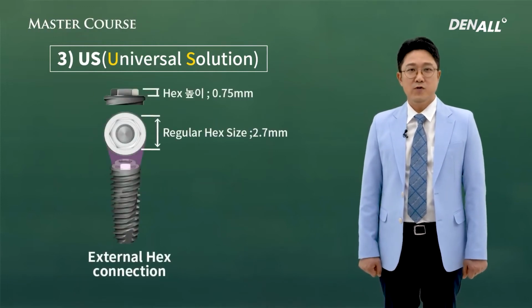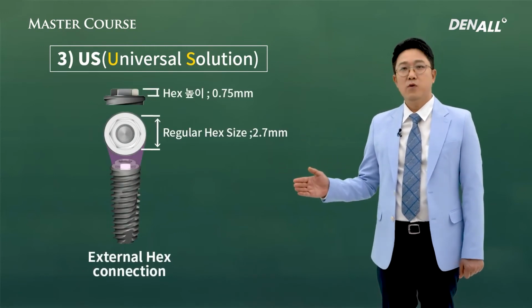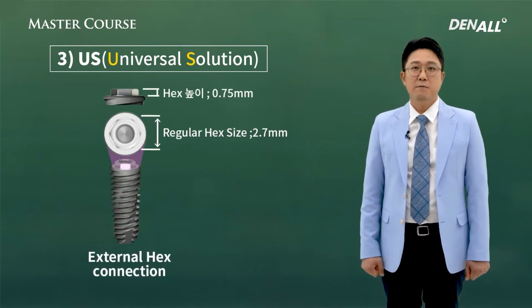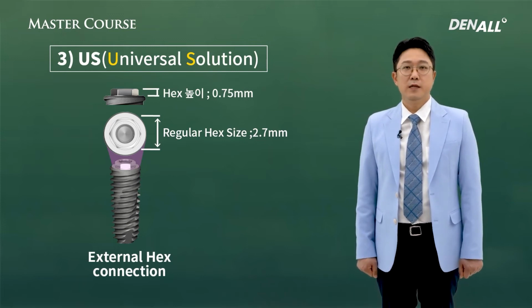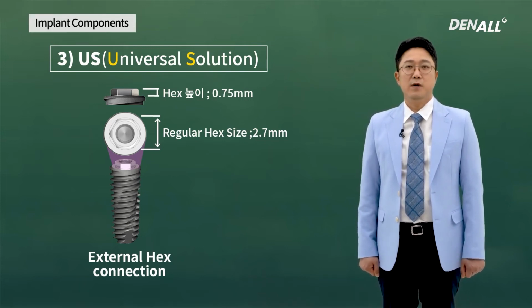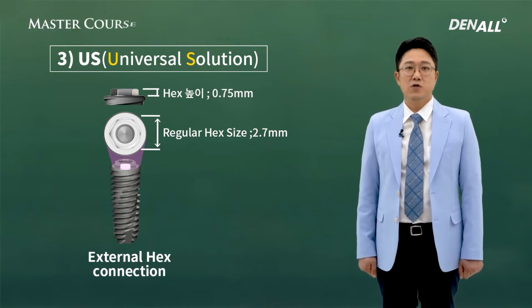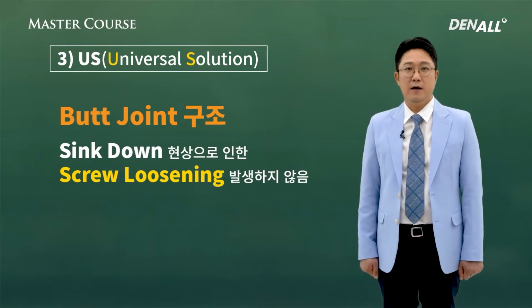Next is US implant with external hex. As shown, the hex structure is not inside but outside, so it is called external hex. This has the same shape as the first modern-day implant suggested by Dr. Branemark. The connection with the superstructure is stable within the implant platform, so the abutment does not sink down.